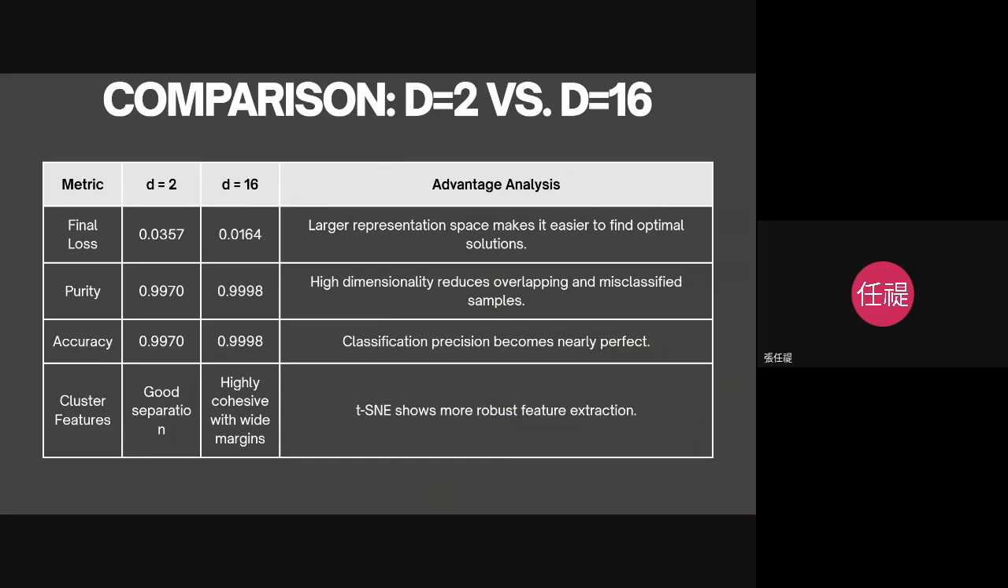To summarize the differences, I put together this comparison table. While the 2D model is already very impressive, the 16D model outperforms across all metrics. The reason is that higher dimensions bring the neural network a larger representation space. The model doesn't have to squeeze data points into a crowded low-dimensional area, allowing it to easily separate complex features. Next page.